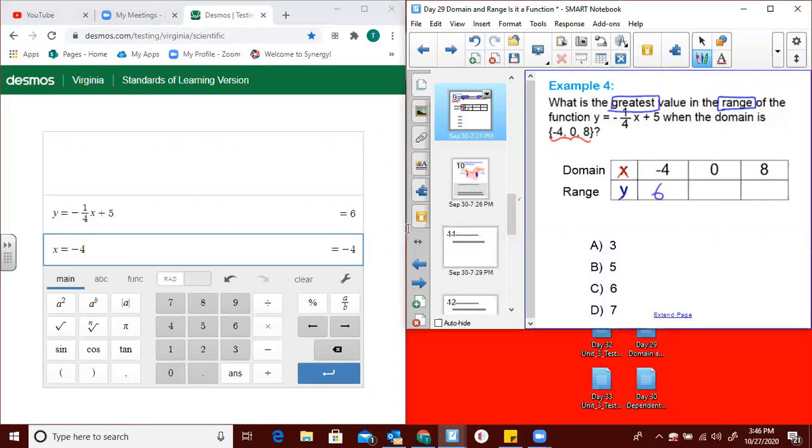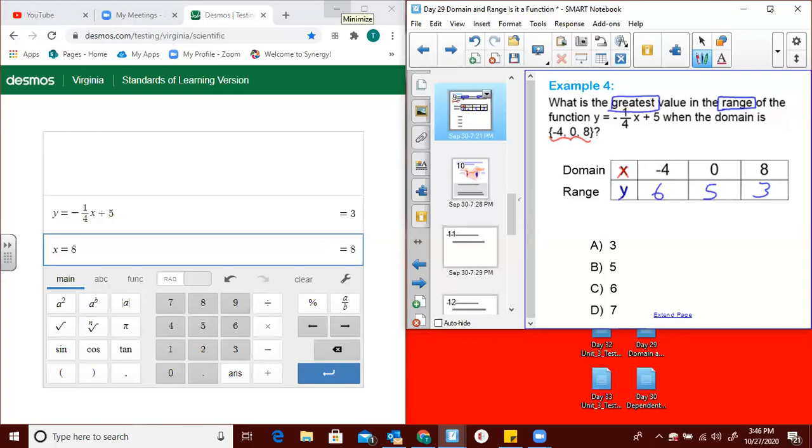All right, so now I need to put in a 0, and you'll see that I get a 5. And I'm going to put in an 8. And if I had to guess, I would say I'm probably going to get a 3. And I do. I get a 3. That's how you do it on Desmos. We go over this in class. I don't want to spend a lot of time on Desmos here.